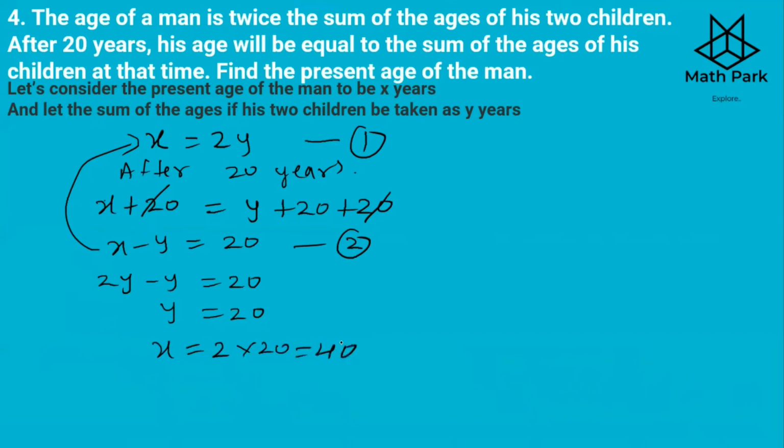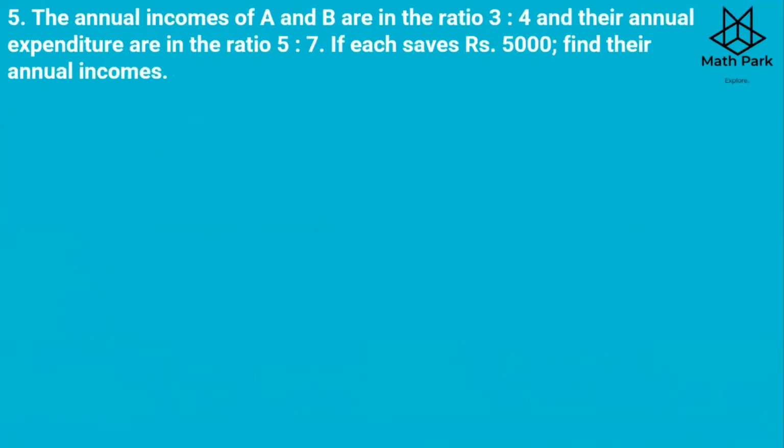So what do you understand there? You are asked the present age of the man, which is the father's age. So the man's present age is 40 years. Got it? Question number 5.